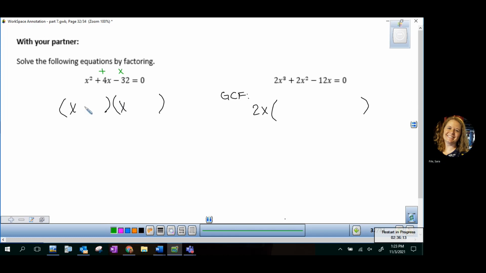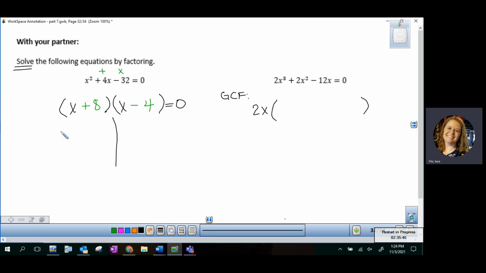What'd y'all get? A positive 8 and a negative 4. And we knew it had to be one positive and one negative because C is negative. Okay, good. So that's factored. Now, this didn't just say factor, it said solve by factoring. You did a bunch of factoring practice yesterday and you just stopped there once you had it factored. But remember, all of this equals 0. So you split and solve. You set each individual factor equal to 0.